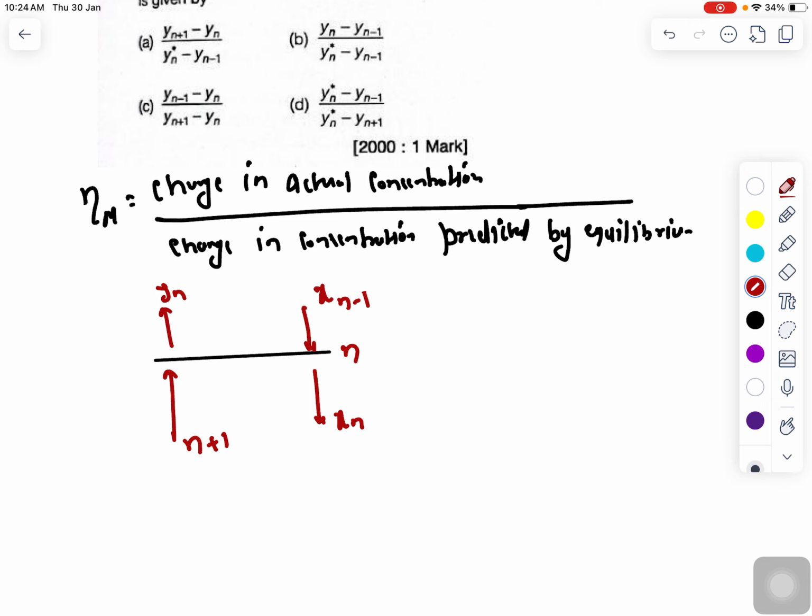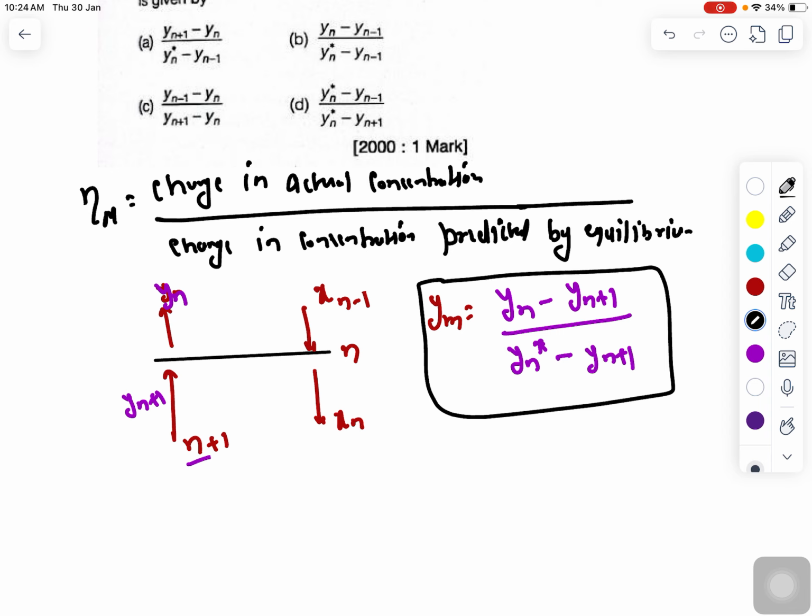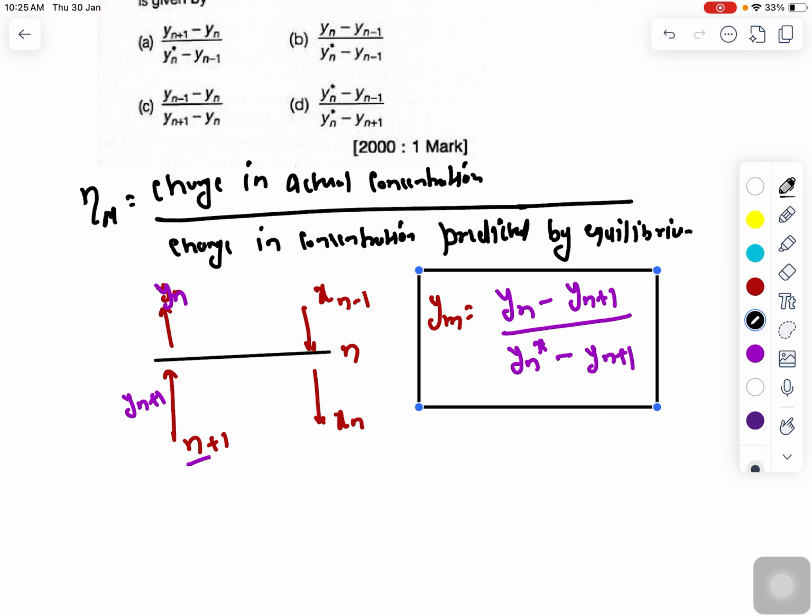So when it comes to the plate n, if I want to write the Murphy efficiency here, I can write obviously yn minus yn plus 1, that is the change in concentration, divided by yn star, that is the equilibrium concentration, minus yn plus 1, right? So this is the fundamental thing, for when the notation is from top to bottom.